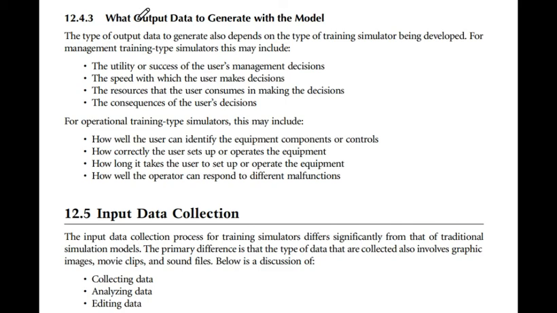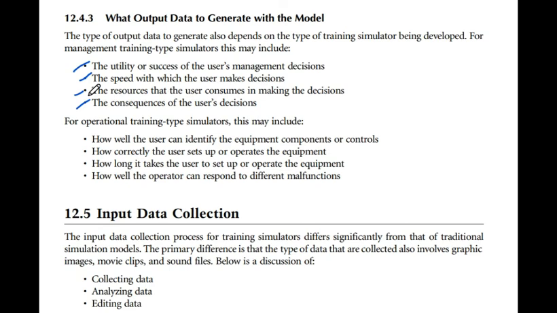So, yung output data natin, same lang din siya sa input. Nakadepende siya kung anong type of training simulator yung gagamitin natin. So, for the management training type, so ito yung mga output data that should be generated. So, first, the utility or success of the user's management decision. Okay? The speed with which the user makes decision. And then, resources that the user consumes in making the decision. And consequences of the user's decision.